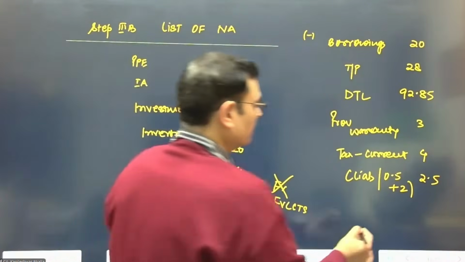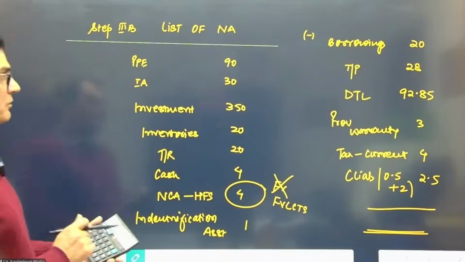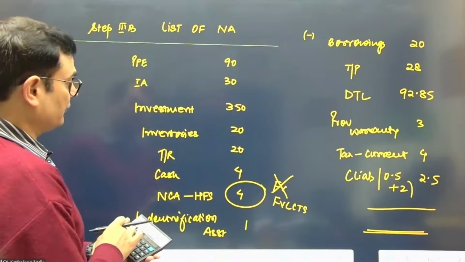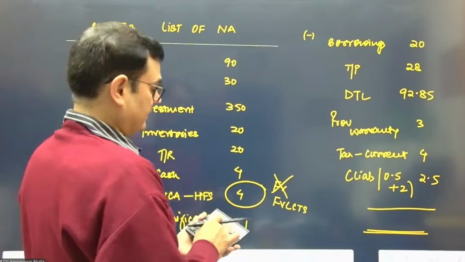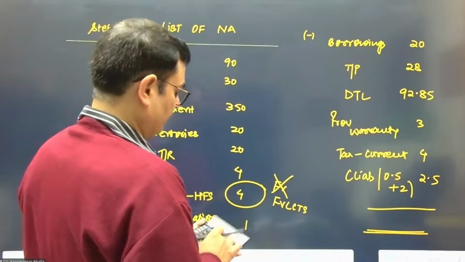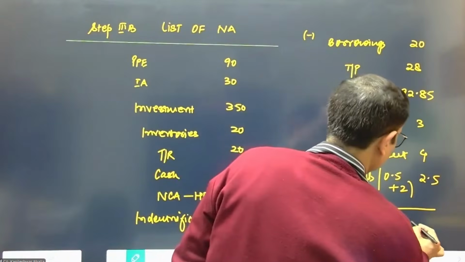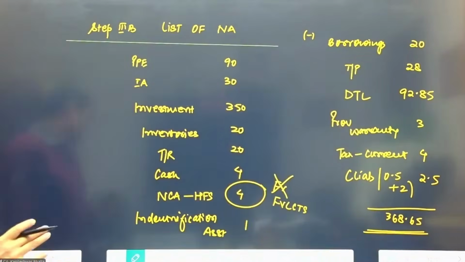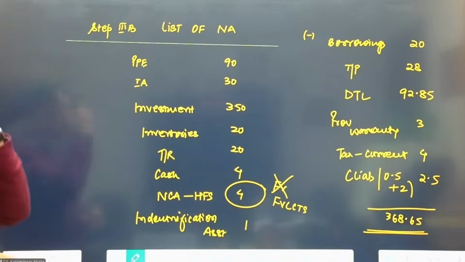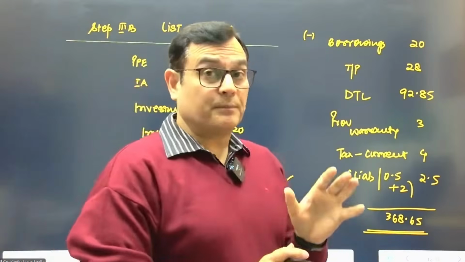We should be able to get the net assets now in this case. So this is 90 plus 30, 350, 20, 24, 4, 1, 48, 92.857, 2.5. Is this coming to 368.65? So just check if this is coming to 368.65, I guess. I think so. So this takes care of step number 3B. Great. So my step number 3 is done.